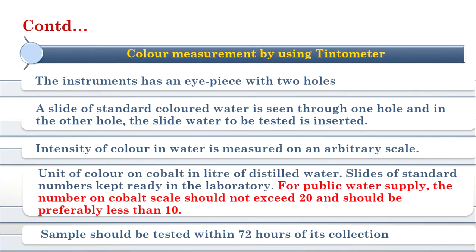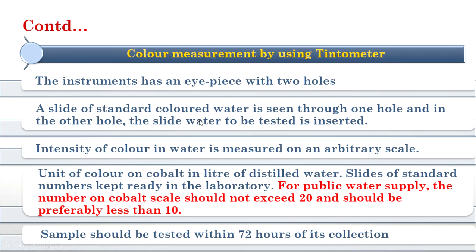Now, color measurement by using a tintometer. Tintometer is another instrument which uses the standard solution for measuring color. It has two holes and an eyepiece. Eyepiece means a way through which we can see. In one hole we will keep the standard solution, and in the other hole we will keep the sample solution, and we will compare the color of both.